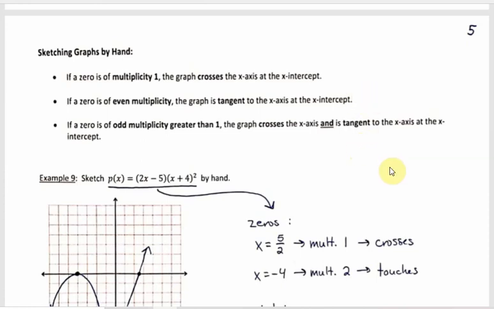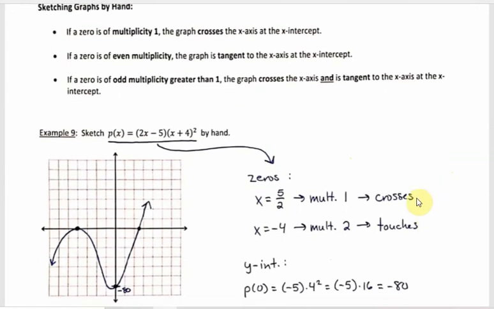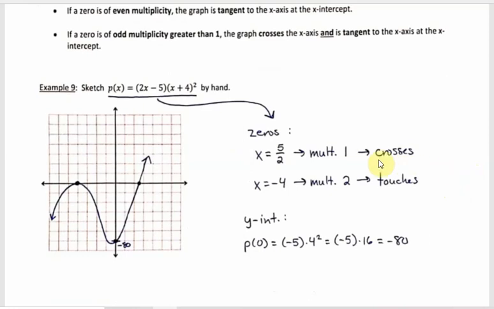So the way that I would think about it is crosses with multiplicity 1, touches with multiplicity 2, really with even multiplicity. And you can see how I have it written with crosses and touches. So that's the way that I think. So with this here, we've got p of x is 2x minus 5 times x plus 4 quantity squared. All right, so what are our zeros? Well, from the 2x minus 5, you get 5 halves. That's a 0. From the x plus 4, you get x equals negative 4.